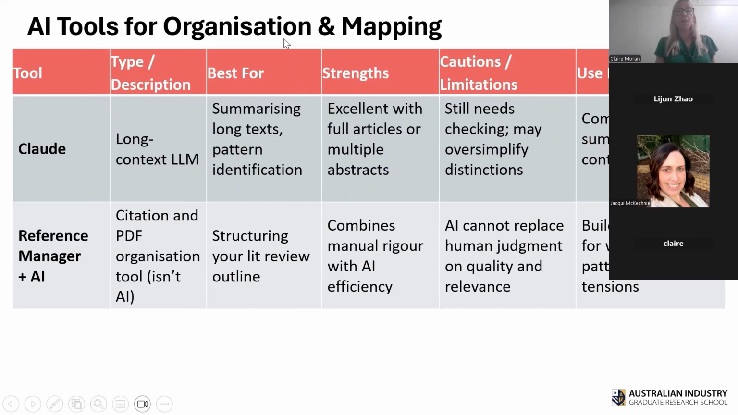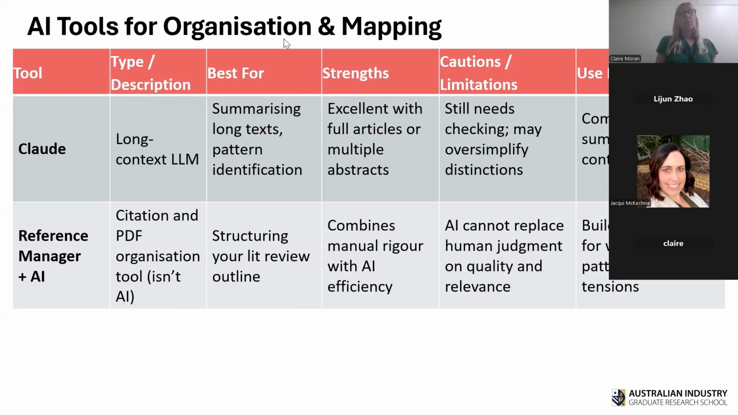We've also then got Claude. Claude is great. It's another large language model. It's great for summarizing long texts and for pattern identification, so full articles or multiple abstracts. Again, we still need checking. We may have oversimplification of core arguments or distinctions across the literature. Great for comparing papers and summarizing large content.